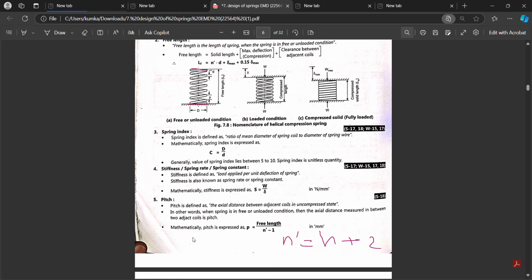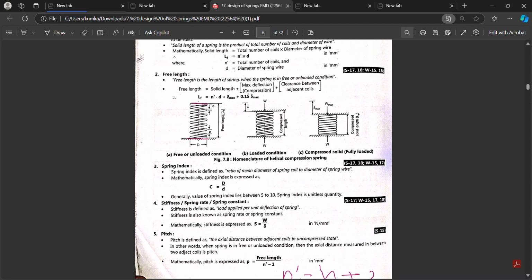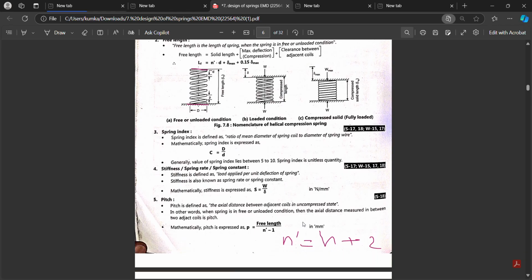Then is the spring stiffness. Stiffness is calculated with N dash. What is N dash? N dash is the number of turns in the coil, the active coils plus 2. One is for the upper side and one is for the lower side. The two spring coil ends are used for grounding. Spring stiffness is defined as the load upon deflection. Then is the pitch. Pitch is the distance between two spring wires, and it is calculated by the formula free length upon N dash minus 1.